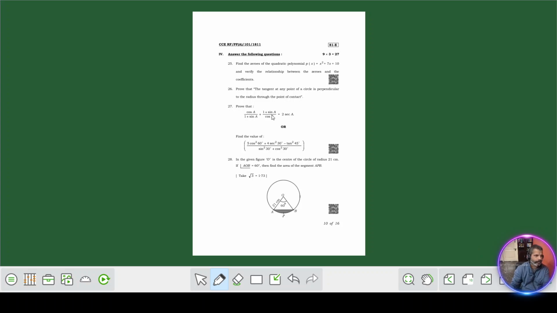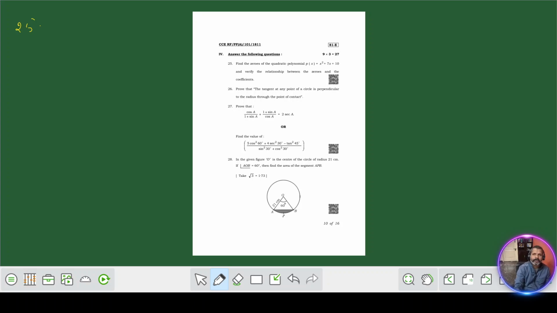The 25th question. Find the zeros of the quadratic polynomial p of x is x square plus 7x plus 10. Verify the relation between the zeros and coefficients.